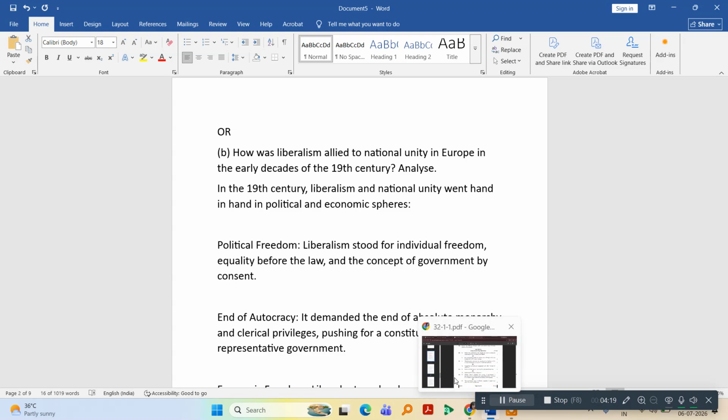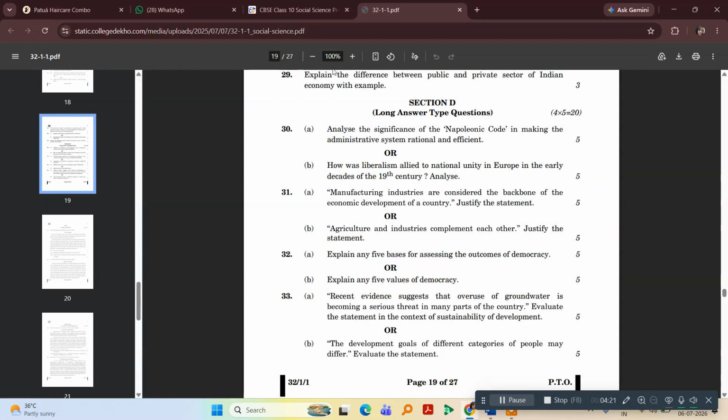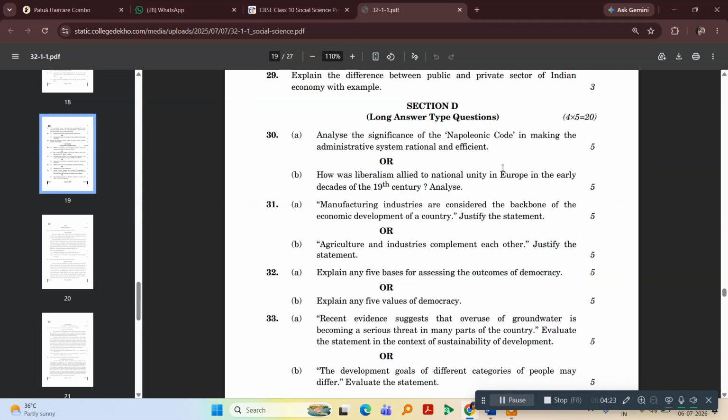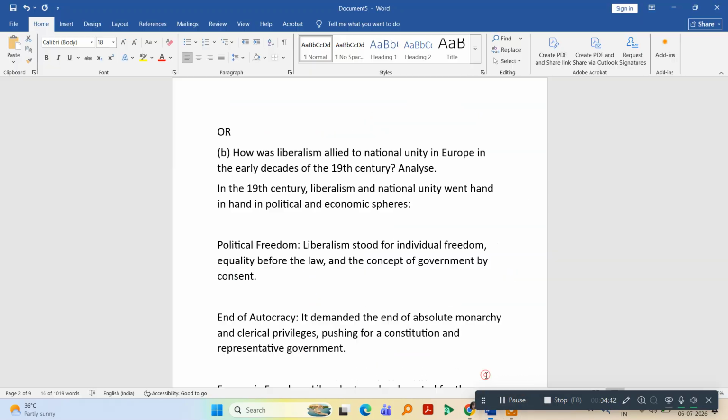Now let us discuss the answer of the B part. What is the answer of the B part? Let us have a look at it. I hope you have understood the answer of 30th A. The answer of 30th B is as follows. Let me read the question first. How was liberalism allied to national unity in Europe in the early decades of the 19th century? Analyze. This is a very important question. There will certainly be a question pertaining to liberalism.